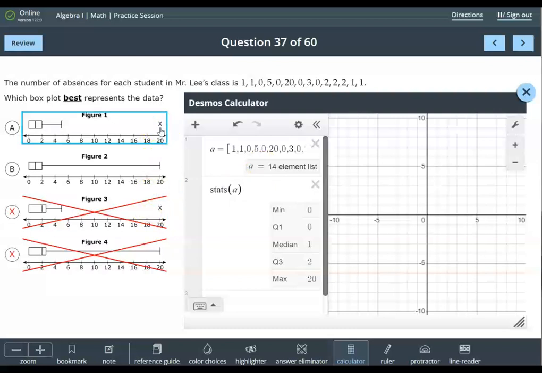I believe on your practice test I put a circle there, but it's going to show it separately, and then the next highest number will be the right whisker instead of the maximum. So if we look at this list, the next highest number was 5. And it does appear that this whisker stops at 5. So the correct answer for this problem was A.